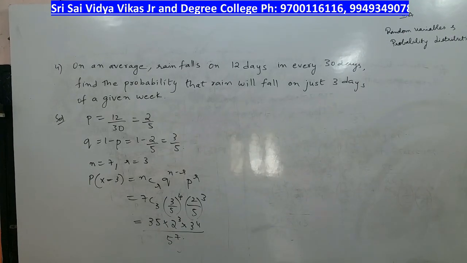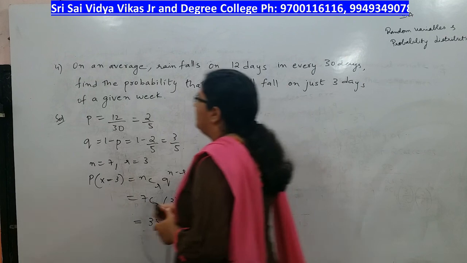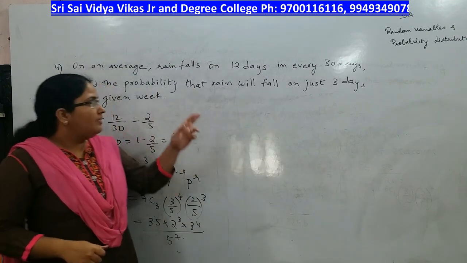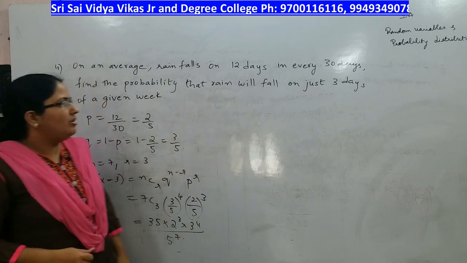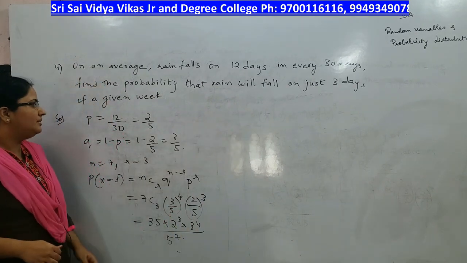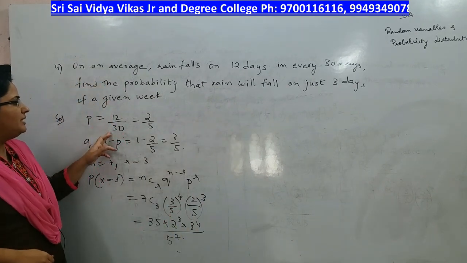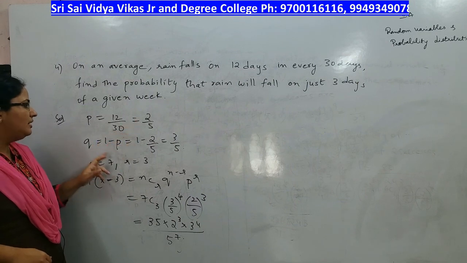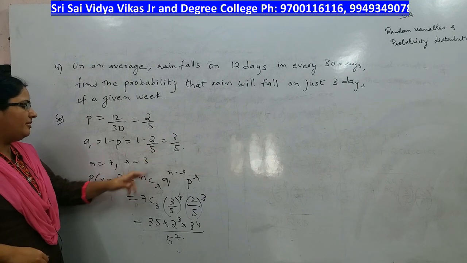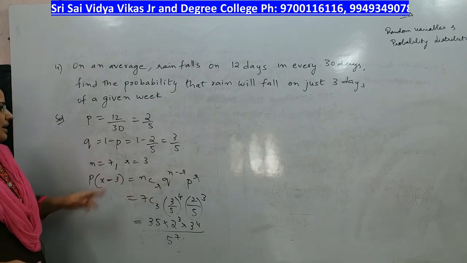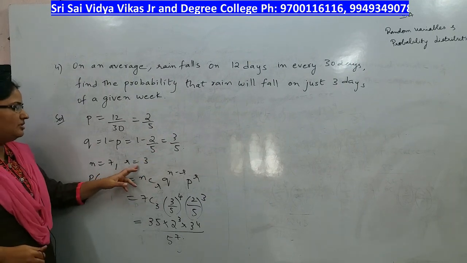Our next problem for today. On an average, rain falls on 12 days in every 30 days. Find the probability that rain will fall on just 3 days for a given week. Here p value is 12 by 30, which is equal to 2 by 5. Q value is 1 minus p, that is 1 minus 2 by 5, which is 3 by 5. N value is 7, R value is 3.